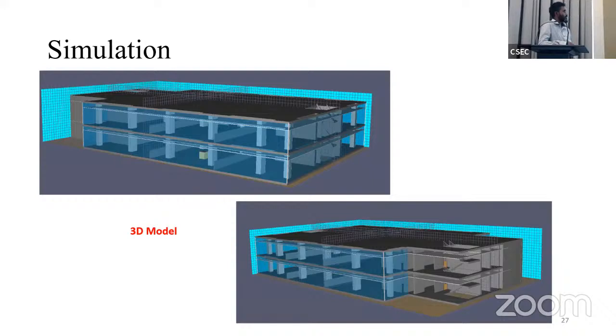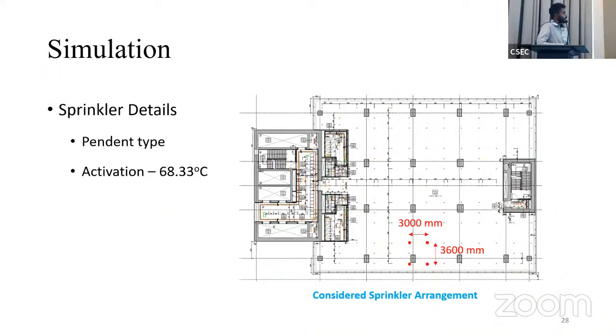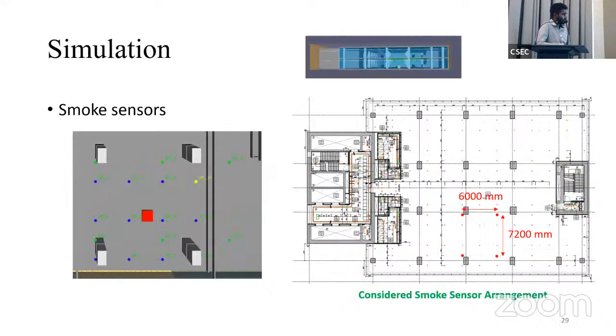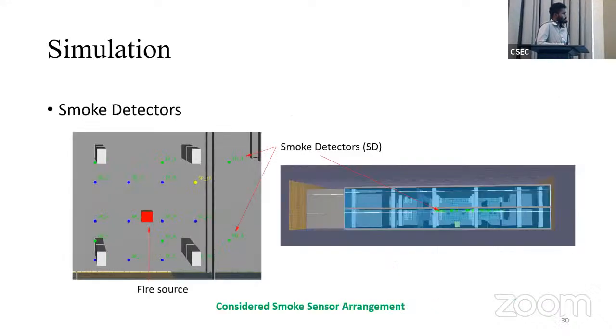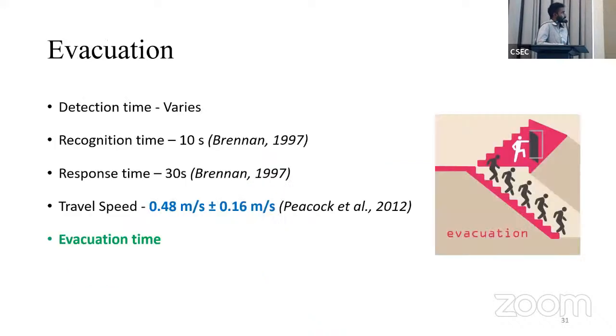Then we developed the model. This is the model, and we simulate considering active fire protection and passive fire protection features. So we include all these smoke detectors and sprinklers and this kind of data. Referring to the literature, we can find, when fire alarms are activated, the recognition times, response times, and travel speeds of the people. We can include several different walking speeds for people, and we can calculate the evacuation time based on that.